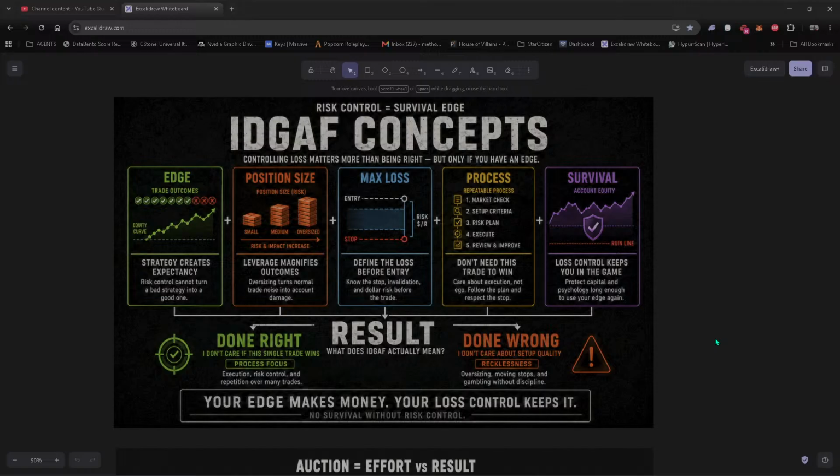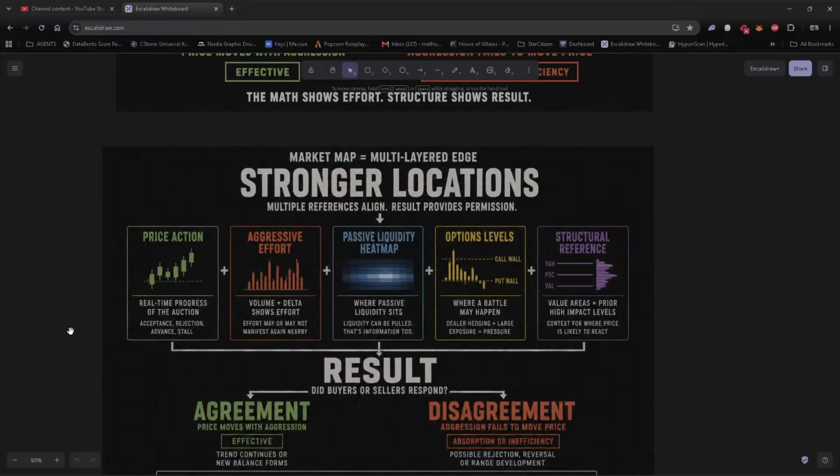I don't give a fuck what your strategy is until you understand that risk control is the most important survival edge. Then and only then does your strategy come into play. But position size, max loss, process, and survivability plus edge equals a winning IDGAF concept. Okay? And I'm still working on it.